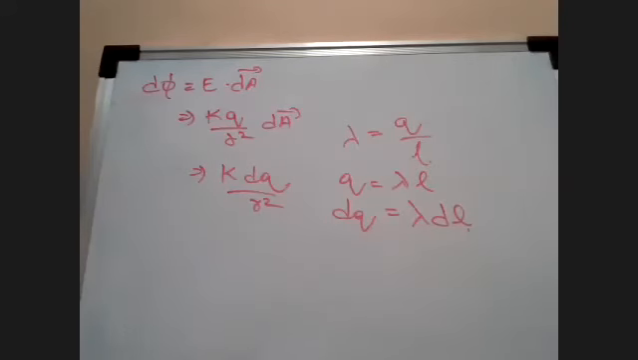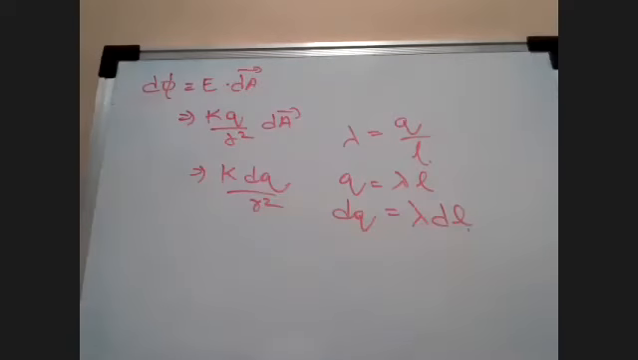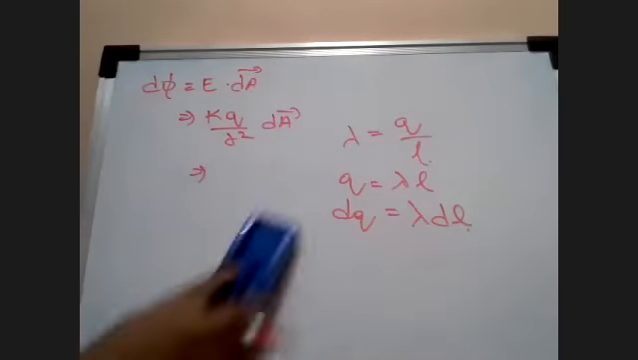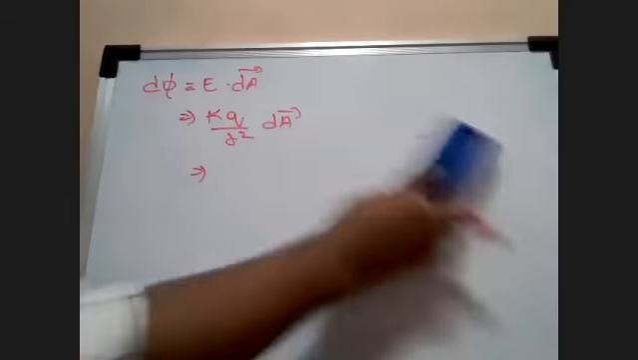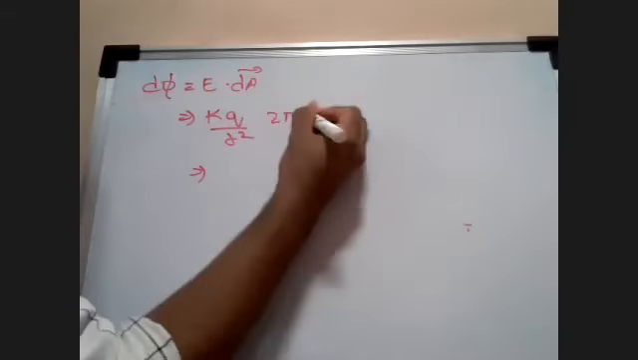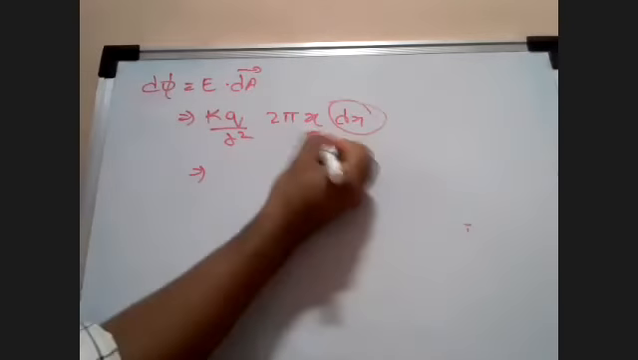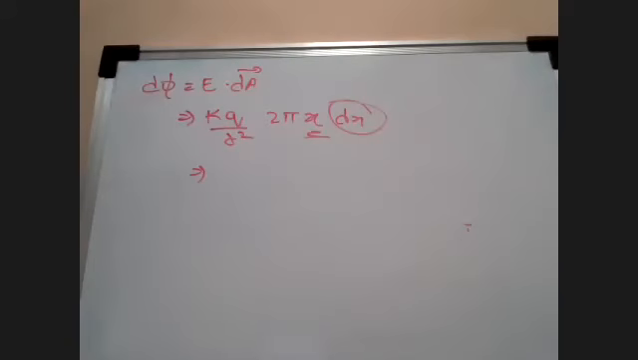Ultimately, by putting KQ upon R square into dA, what you get in terms of a small element is going to be what? Instead of dA, I had taken 2 pi x into dx. So ultimately, my variable is dx and x. Okay, not q. Yes, sir. Yeah. So now, everyone, just listen to me. We are getting into Gauss law.